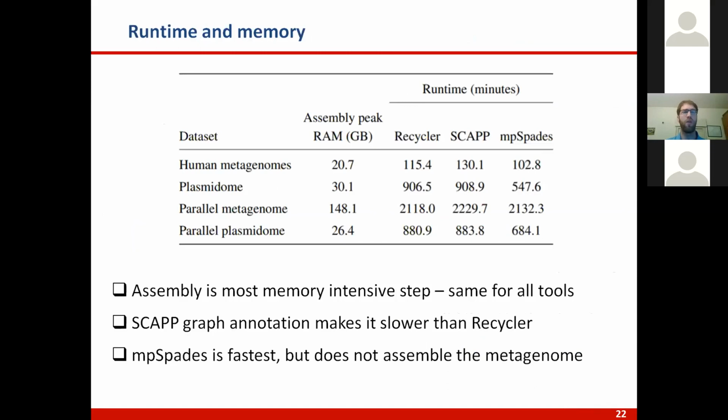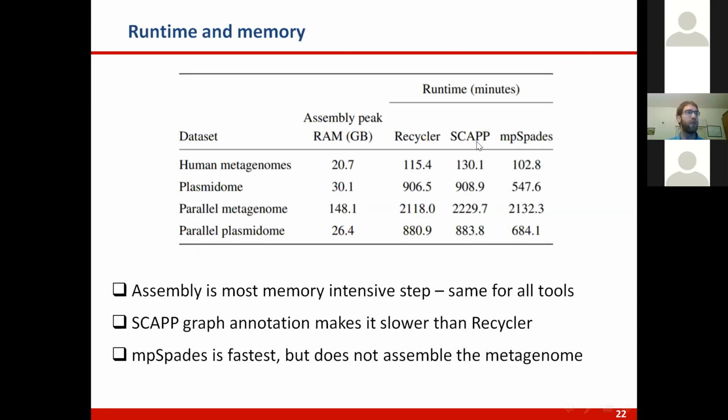Finally, I want to talk about runtime and memory. Memory is actually not that interesting because the most memory intensive step is the assembly, which is the same across all of the tools. In terms of runtime, we see that metaplasmidSPAdes is the fastest, while Recycler and SCAP, which first build the metagenomic assembly graph and then are applied on top of it, are slightly slower, and SCAP, which also annotates the graph, is slightly slower than Recycler.